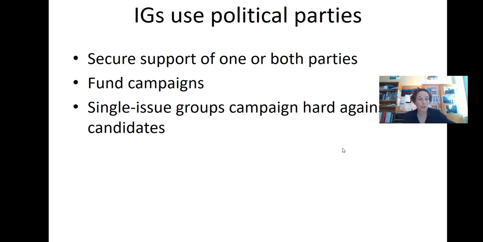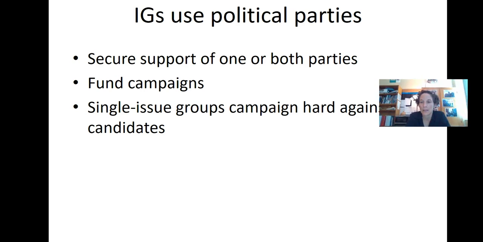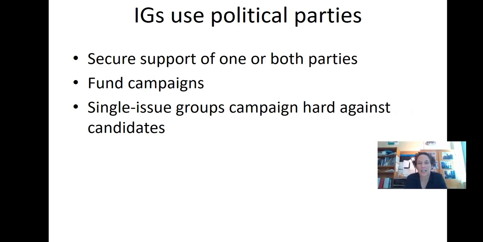They also use the political parties, although they don't run candidates. The parties exist, and they can fund campaigns. They can get issue ads that might affect the campaigns, and they can get support from one or both parties. An interest group might be funding both Republicans and Democrats in Congress, and they might be getting good policy from those Republicans and Democrats working together.